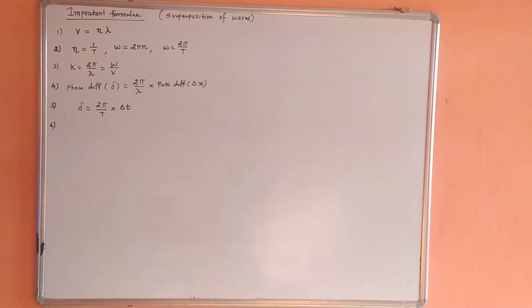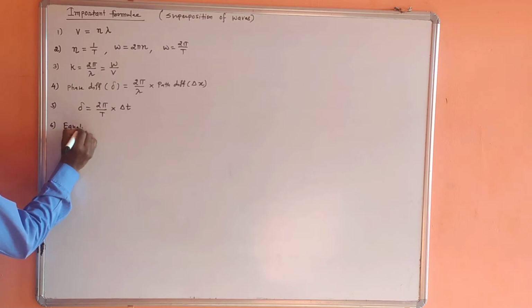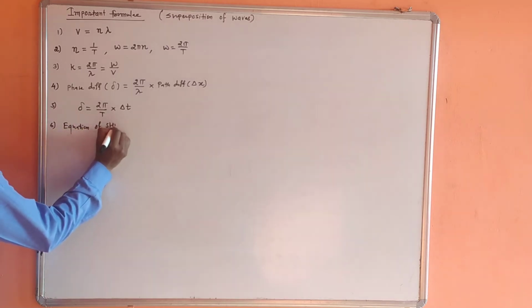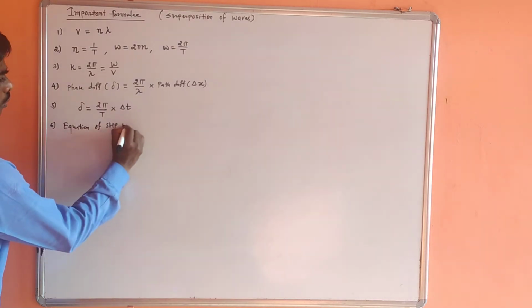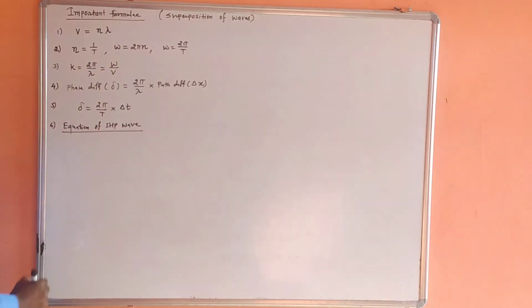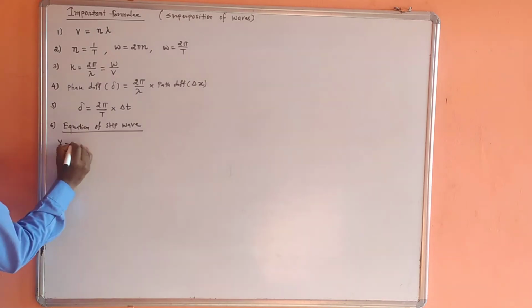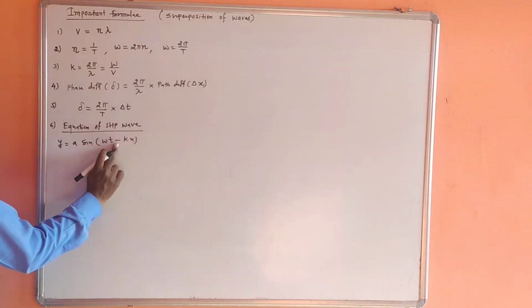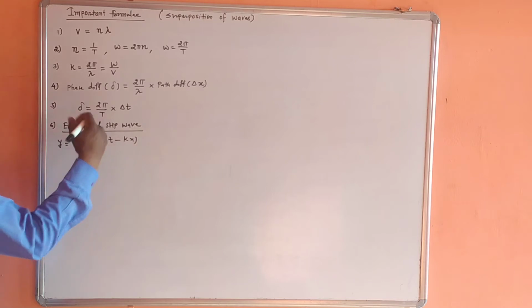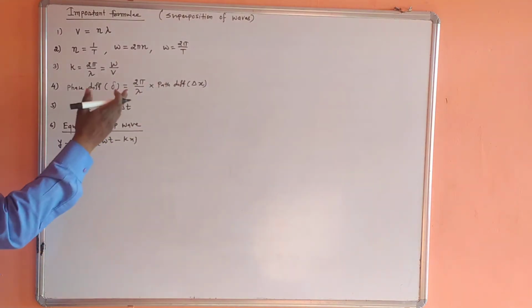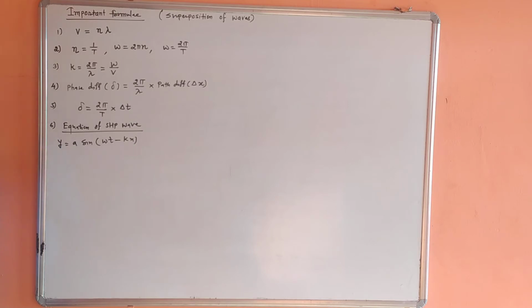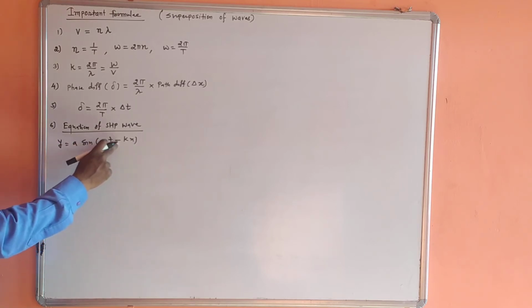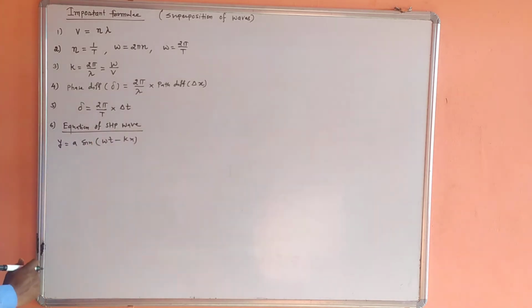Then sixth one, we can take different forms of equation of SHP wave. Equation of SHP means simple harmonic progressive wave. There are different forms. So y is equal to a sine in bracket omega t minus kx. This negative sign indicates that the wave is traveling along positive x-axis. If the wave is in reverse direction, that is along negative x-axis, then it will be plus. So remember the sign convention here.